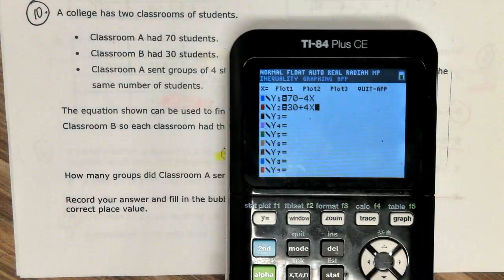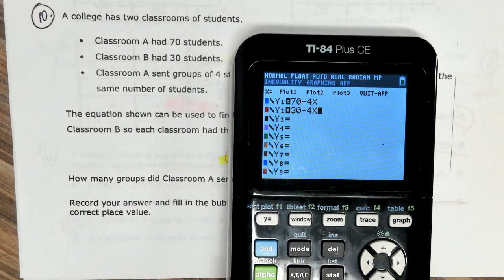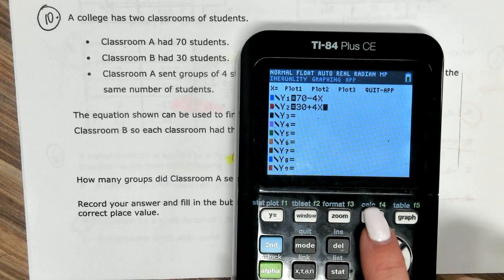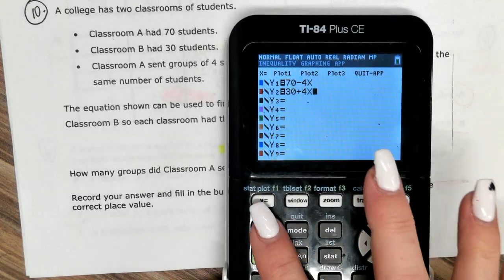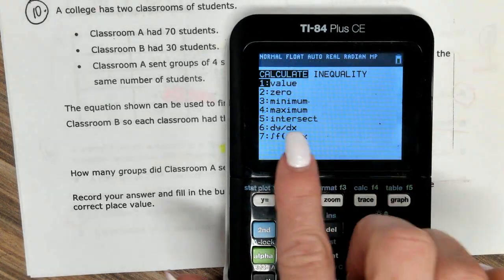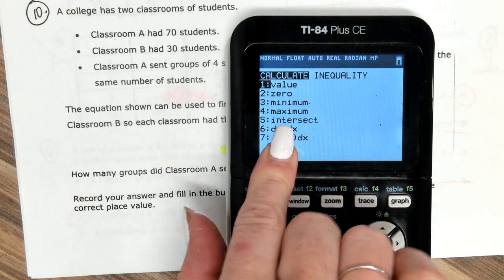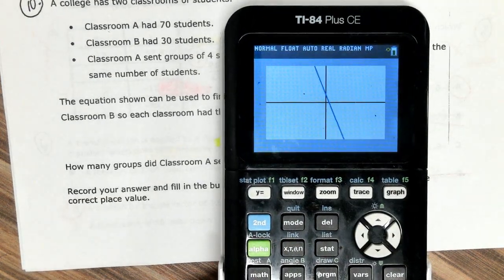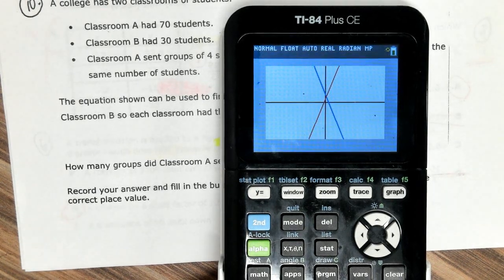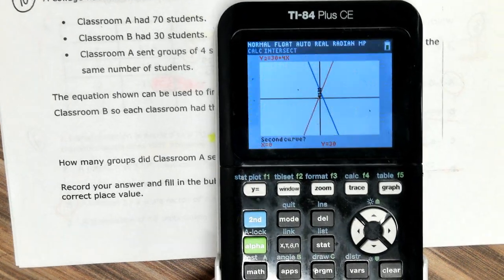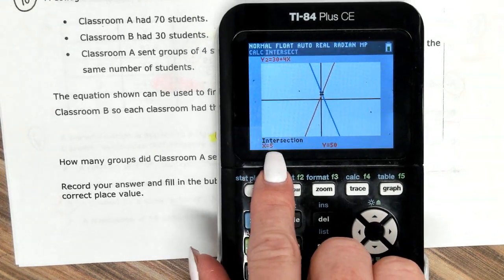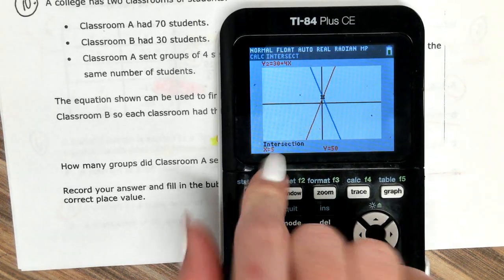And where do I go? Second trace, because I want to calculate the answer. Second trace, option 5, because I want the intersection. I wait for it to graph. And I hit enter 3 times. 1, 2, 3. And I have to see the word intersection. And the answer is 5.